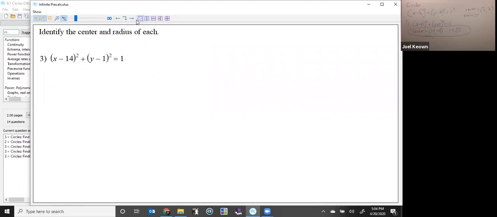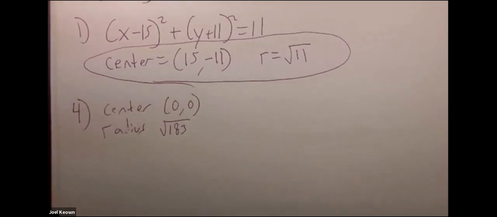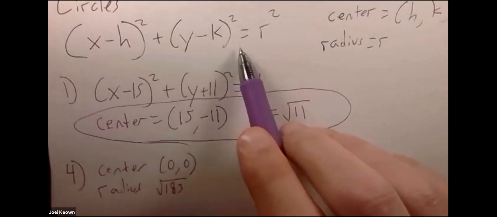All right, moving on. What if they give me a center and a radius, and then ask me to find the equation? The center is 0, 0. So center is 0, 0. So I'm just going to plug into this formula right here.